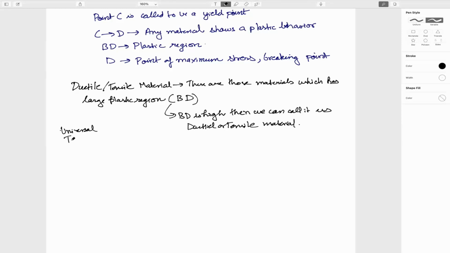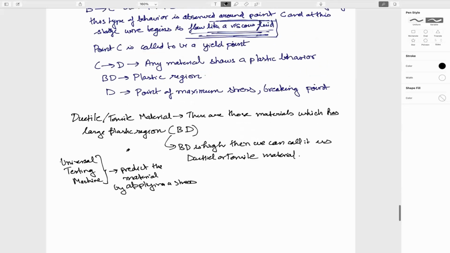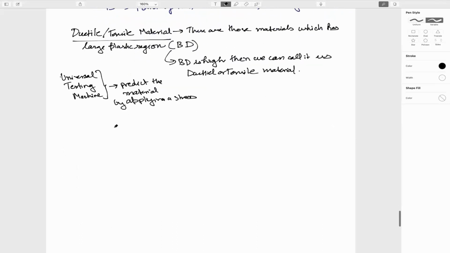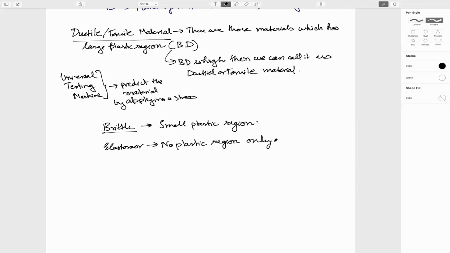I'm just telling you in general how to predict the nature of a material by applying a stress and plotting this diagram. From that diagram we will be able to tell whether the material is ductile or brittle. Brittle materials are those which have a small plastic region, and elastomers are those which have no plastic region, only an elastic region.